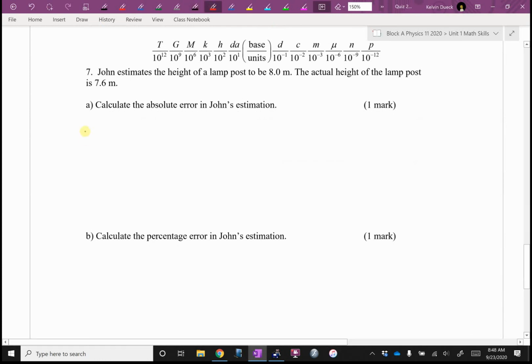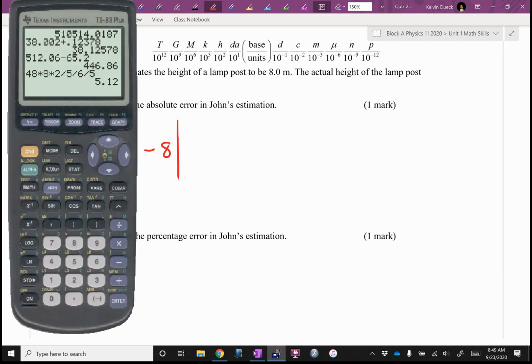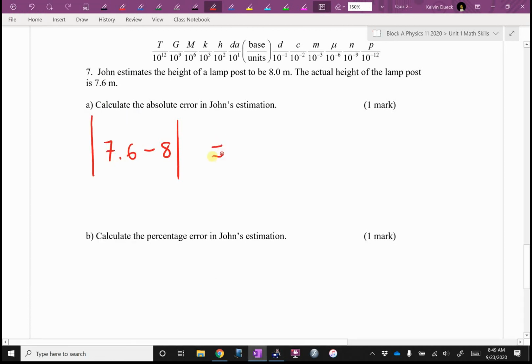Absolute error. It's going to be the absolute value of 7.6 minus 8, or 8 minus 7.6. You're always going to make it positive, and so I told you, on your calculator, just go bigger minus smaller, because 5 take away 3 is 2, 3 take away 5 is negative 2, but they're both 2 away from 0. So you get the same magnitude. So I went 8 minus 7.6, and I could have done that in my head. 0.4. I didn't mention anything about sig figs, so who cares?